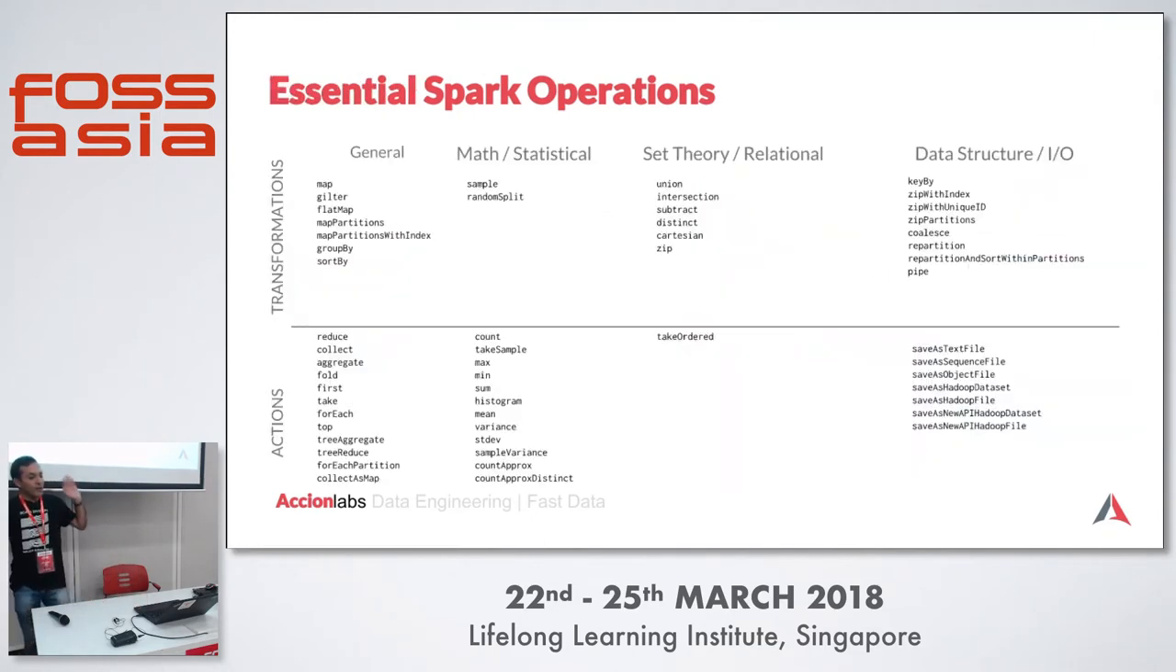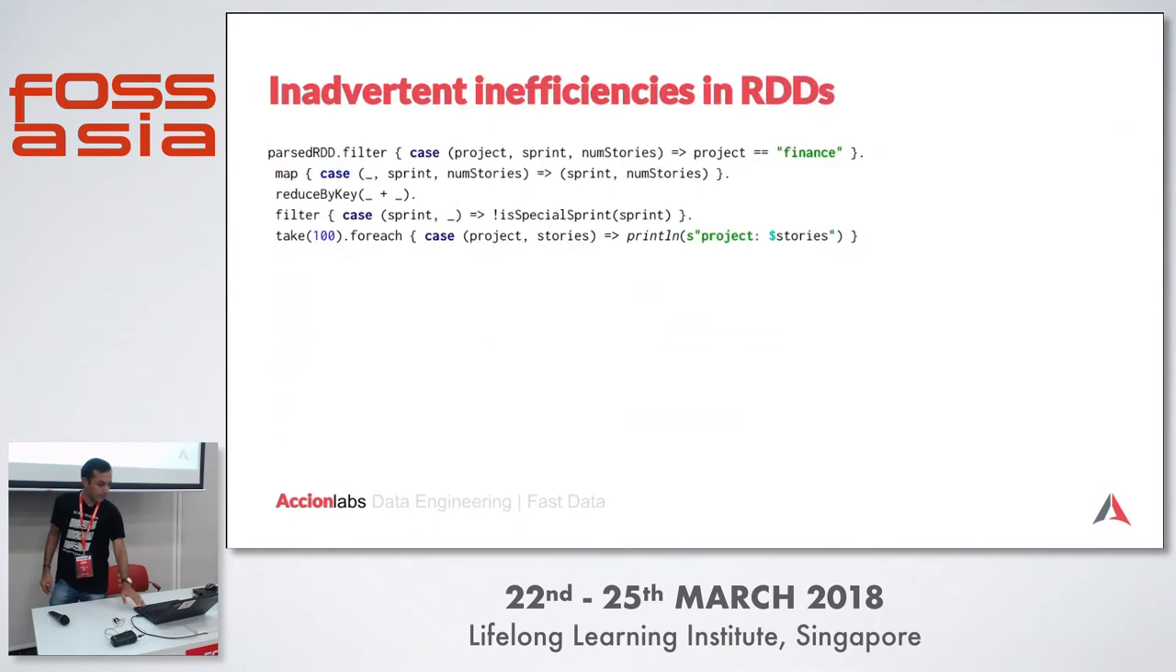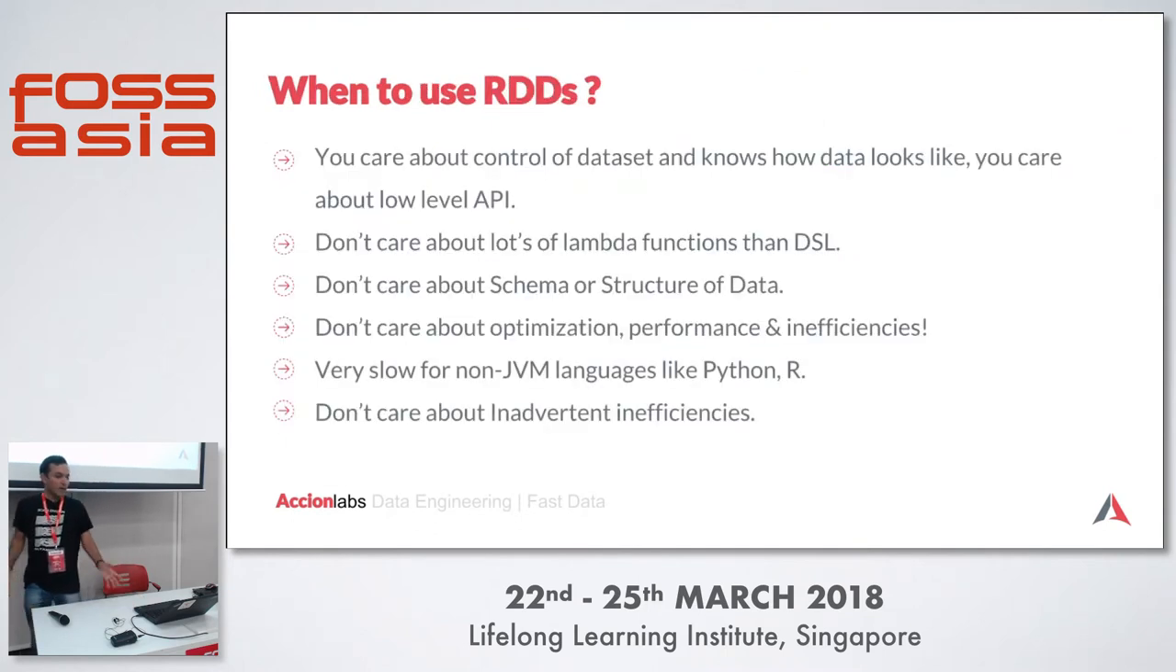So this is all about Spark operations, transformations and actions. It supports general transformations like map, filter, flatMap, mapPartitions, and mathematical ones like sample and randomSplit, set theory ones like union, intersection, subtract, distinct, cartesian, and zip. For data structure, you will have repartition and coalesce, we'll talk about them in detail. Actions support count, reduce, collect, and saveAsFile. So we'll talk about when to use RDD.